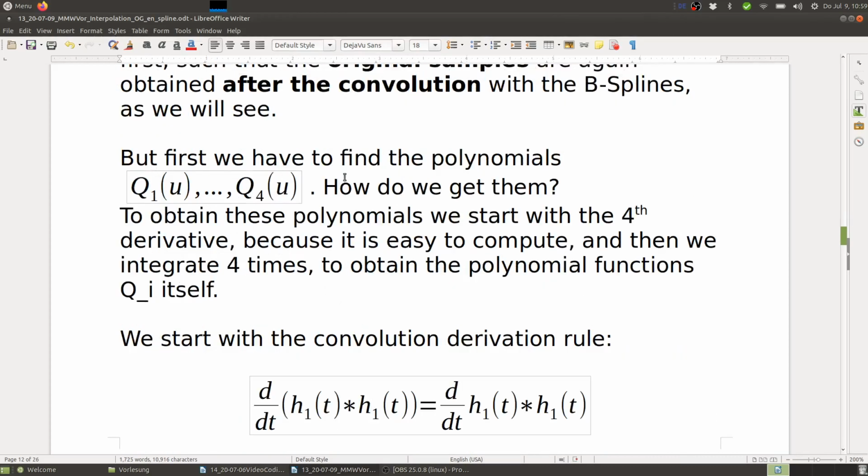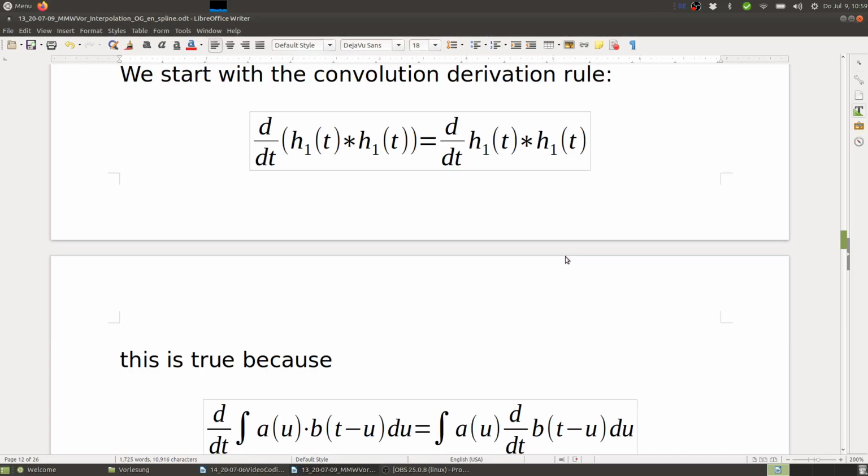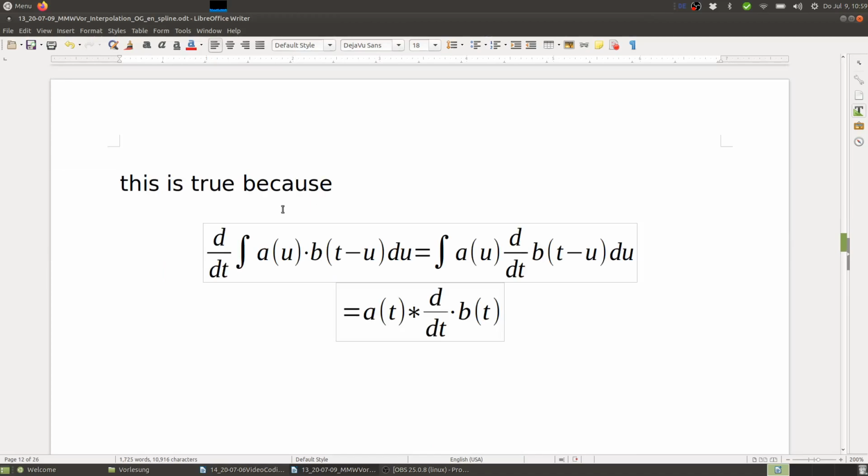Yeah, but first we have to find the polynomials q1 to q4. So how do we get them? To obtain these polynomials, we start with a fourth derivative because it is easy to compute, and then we just integrate 4 times to obtain the polynomial functions qi itself. So we start with the convolution derivative rule. So when we have a convolution, say of the box function itself, and we take the derivative, then this is the same as taking the derivative of one of the box functions and convolving it with the other one. So that's convenient, and you can easily see it by looking at the definition of the convolution integral.